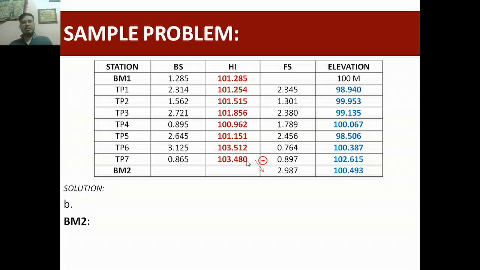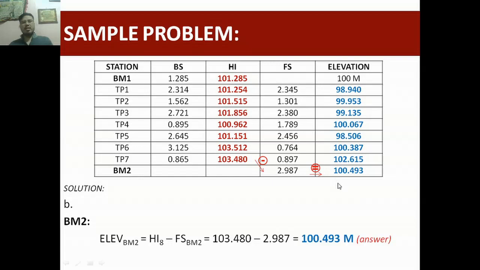From this height of instrument, like I said, minusan of foresight, that will give us the answer. So, muna siya ito ang answer sa letter B, elevation of benchmark 2. Okay. So, naansira na nato ang requirements sa letter A. Elevation kuno sa mga turning point o elevation sa benchmark 2.